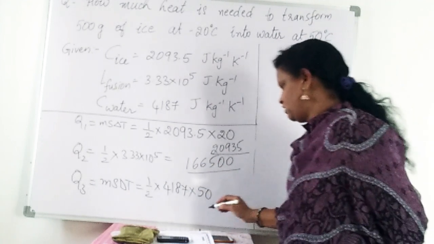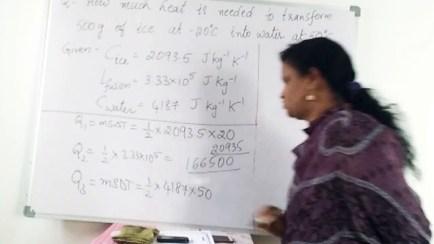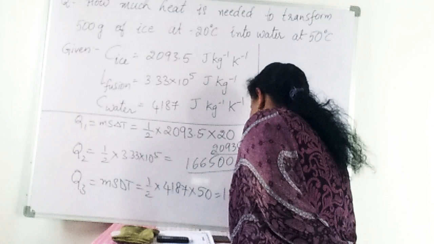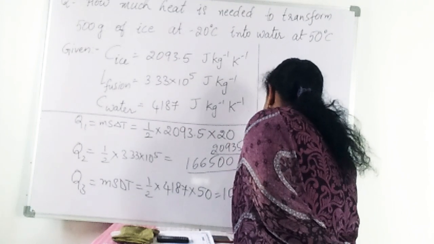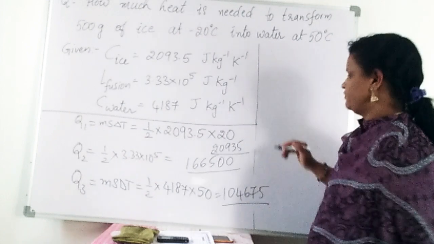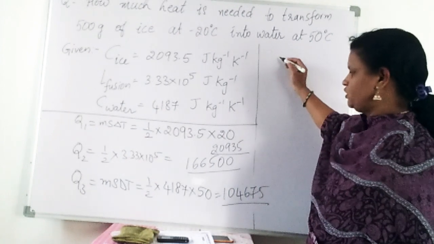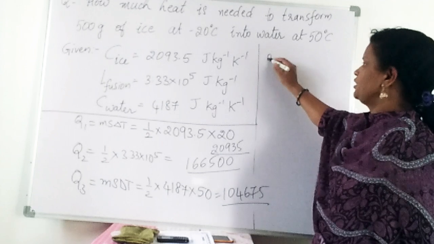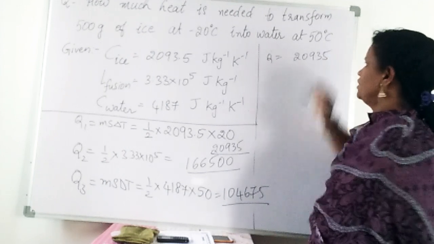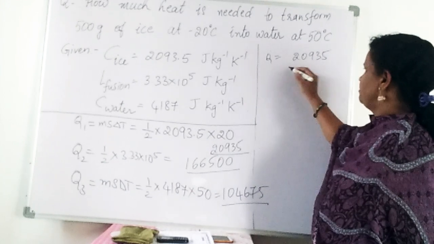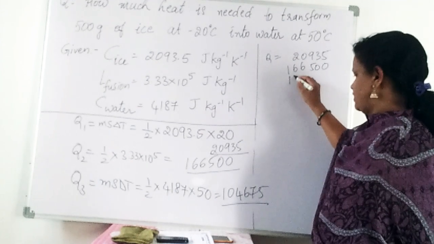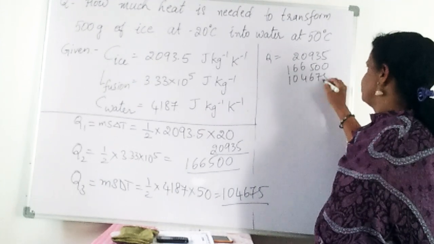Next, coming to Q3, 50 into half means 25. 25 into 4187 gives 104675, that is 1,04,675. Now we will add these three. Q1 plus Q2 plus Q3 is nothing but Q. Q is equal to 20,935 plus 1,66,500 plus 1,04,675.